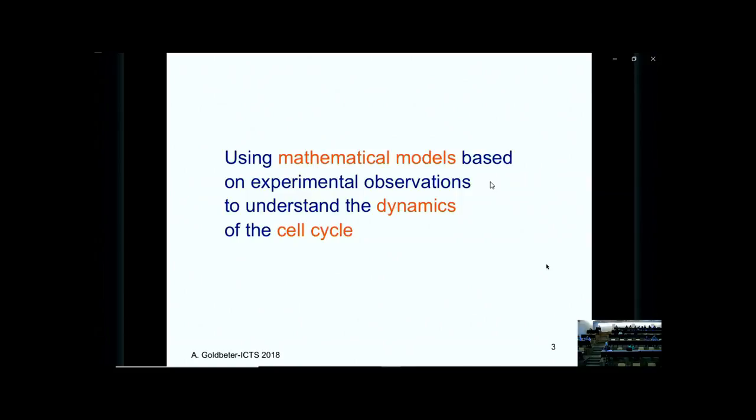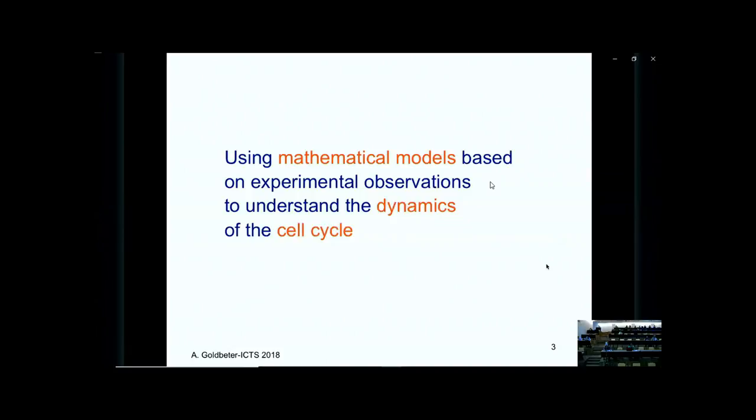So using mathematical models can be useful if they are based on experimental observations, because they can throw light on the dynamics of the cell cycle and the different types of dynamical behavior which can be associated with regulation of the biochemical network driving the cell cycle.